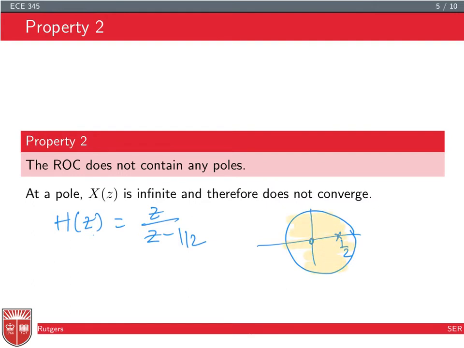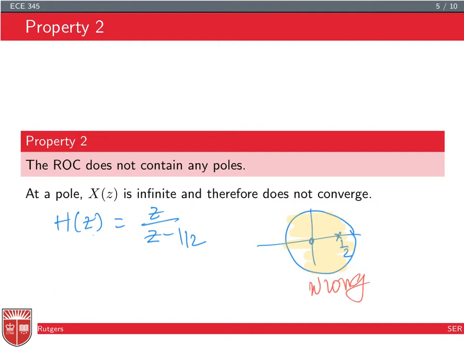So this cannot happen. This is wrong, because the ROC here, as it is drawn here, contains the pole 1/2, which we know is impossible, because it violates property 2. The ROC never contains any pole.